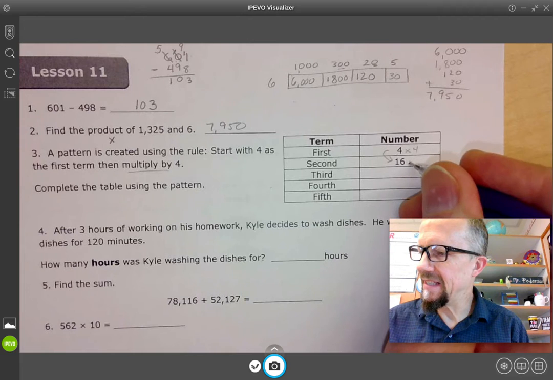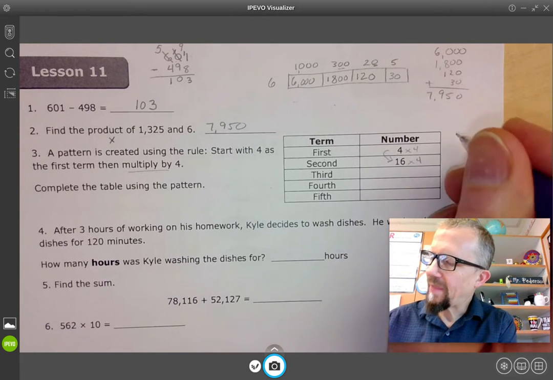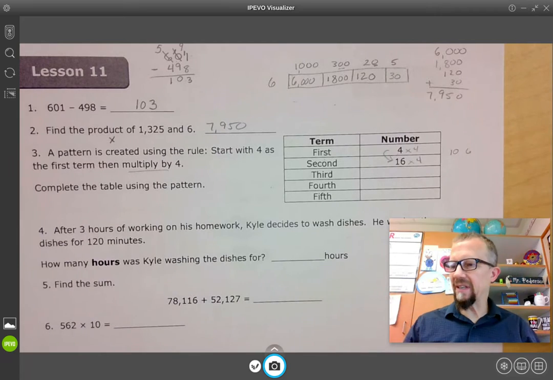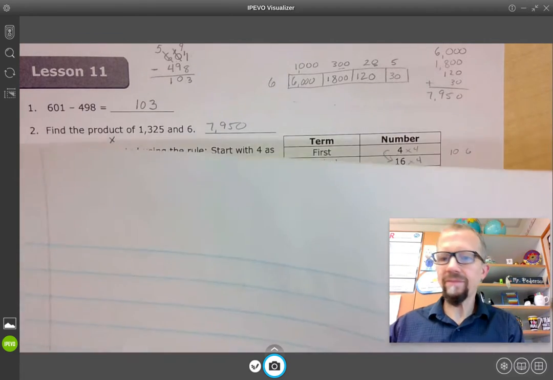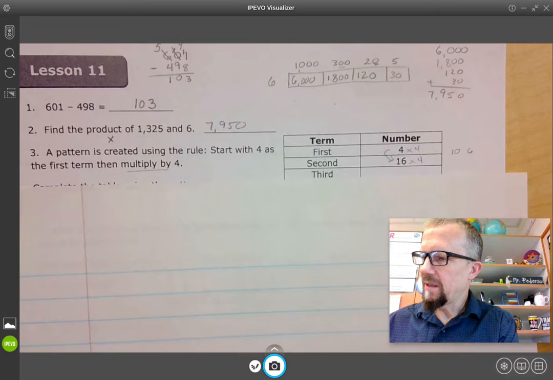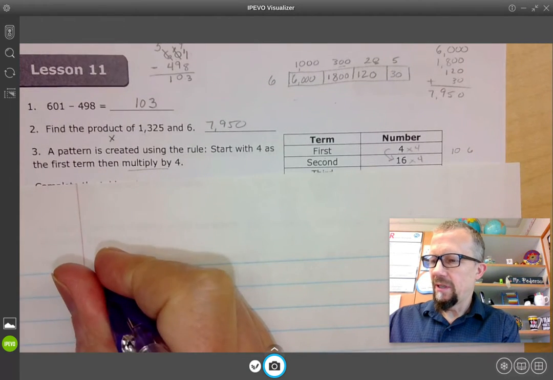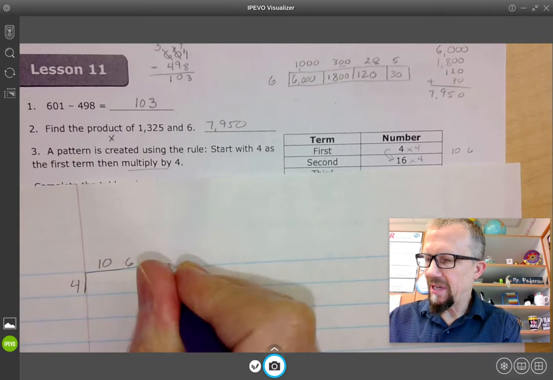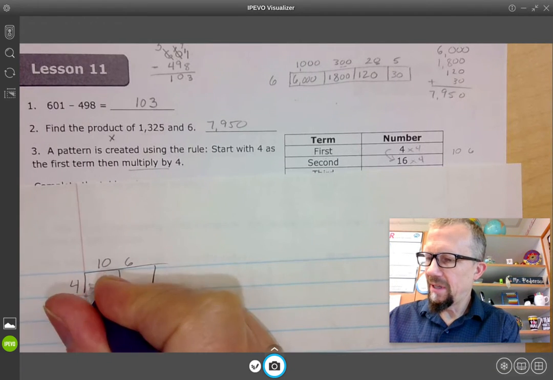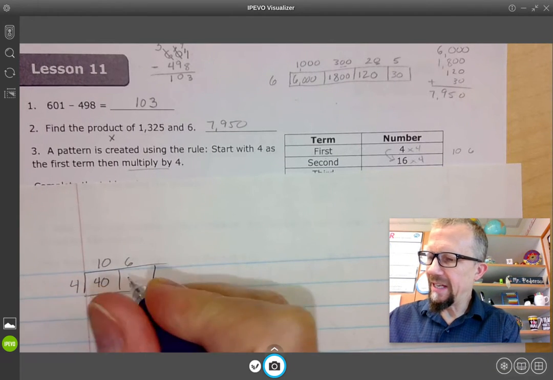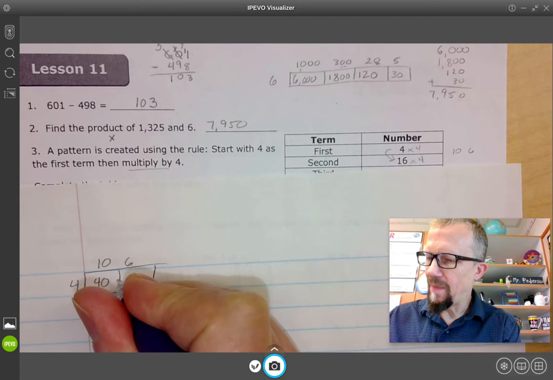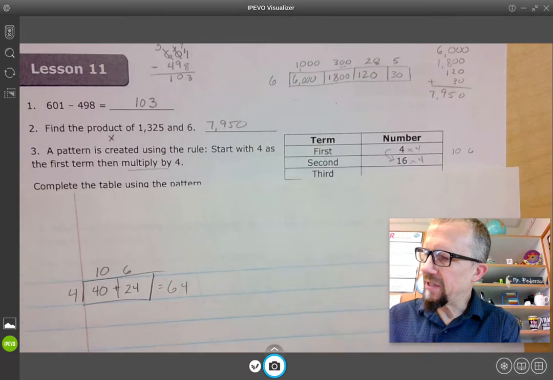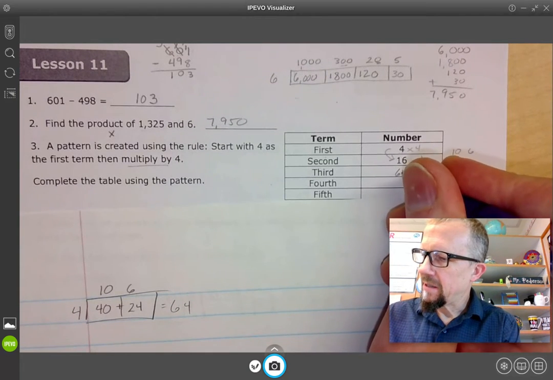So 16 times 4. I'm just going to grab a piece of paper. So 16 times 4. I'll break 16 into 10 and 6. I'm multiplying by 4. 4 times 10 is 40, and 6 times 4 is 24. Add those up, and I get 64. So the next number in my pattern is 64.